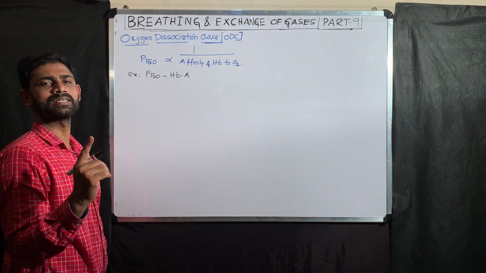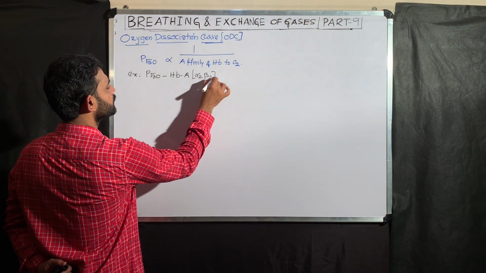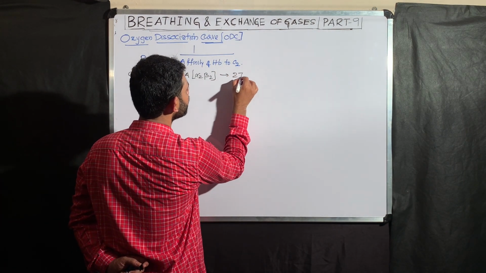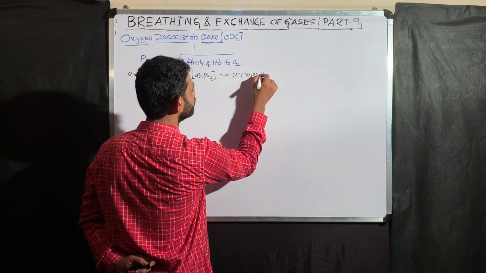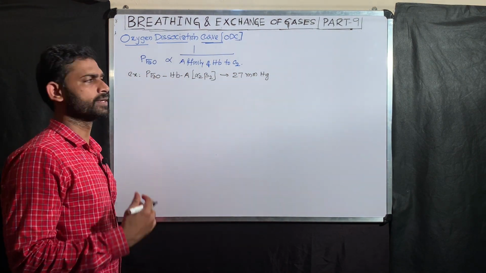Hemoglobin in adults is alpha 2 beta 2. I already said that. The P50 value of HbA is 27 mmHg. With that one value alone, you cannot understand whether it has more affinity.